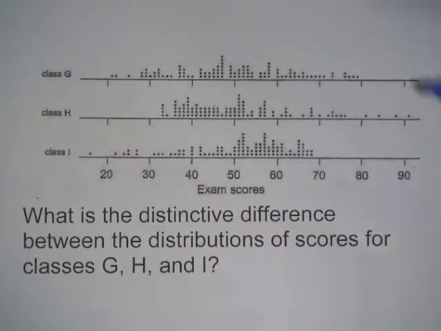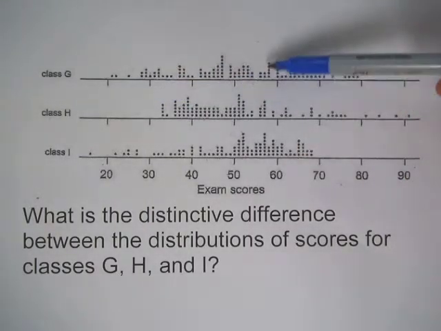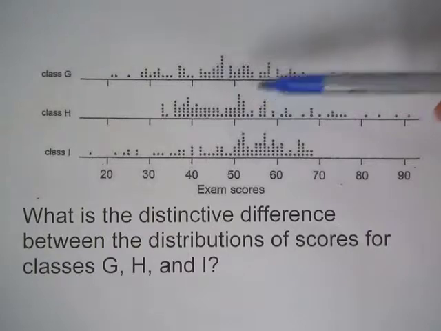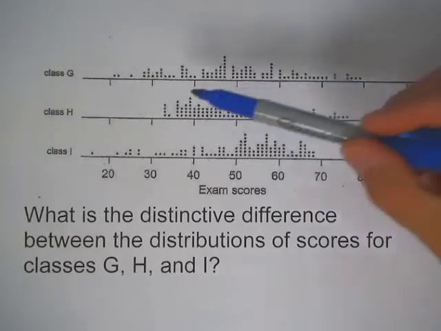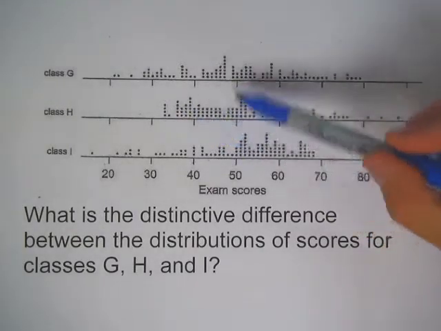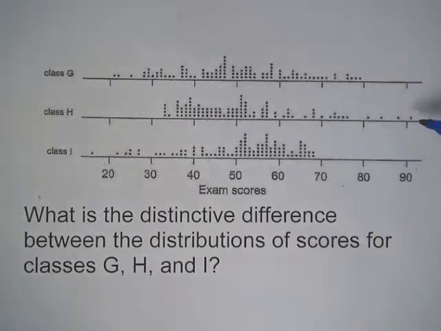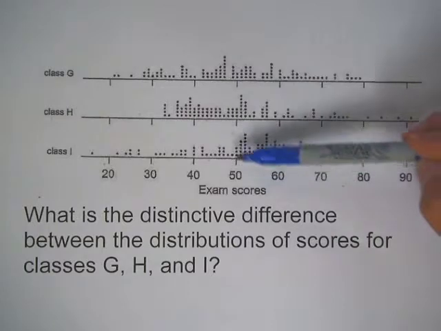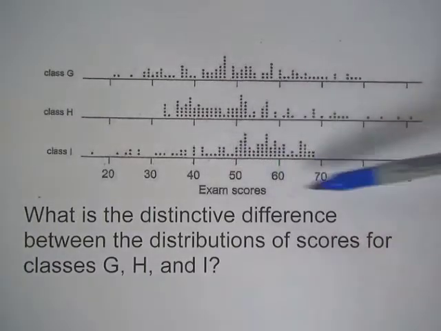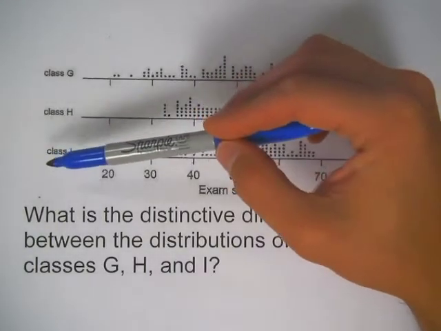What's different here is the shapes of the distributions. If we think about where the major cluster of the data is compared to the rest of the values, we can see for class G, the cluster seems to be right about in the middle, and then it tails off to both sides. If we look at class H, we have a big cluster in the lower values, and the distribution tails off to the right. And then the last one, we have a cluster of data near the higher end of the distribution, and the tail goes off to the left.